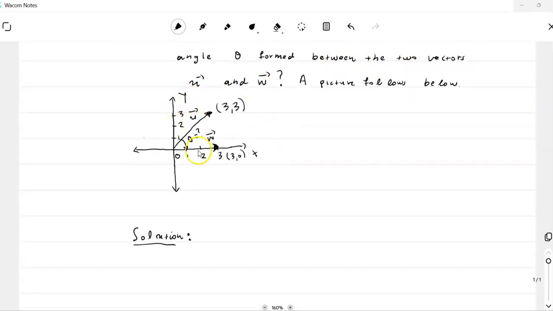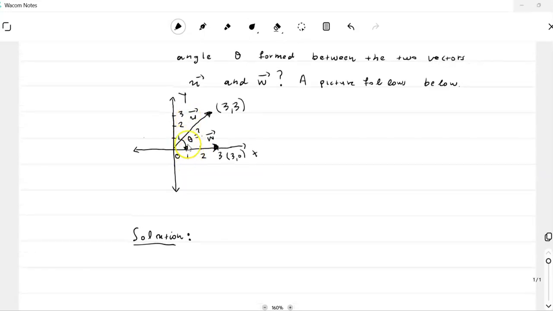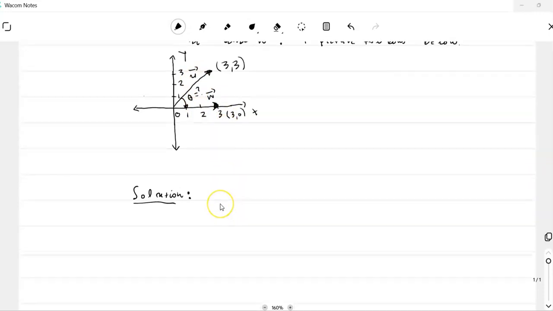And we have this picture so you can see vector U is this one and vector W is this one, and vector W lives in the x-axis. Basically we would like to find the angle formed between the two vectors U and W. So how do we do that?